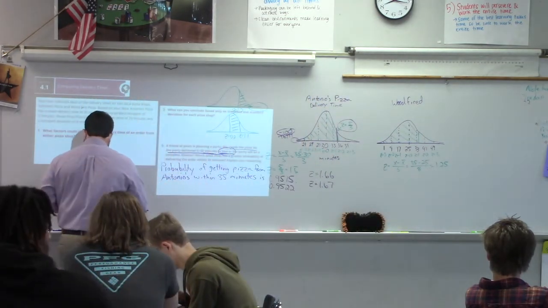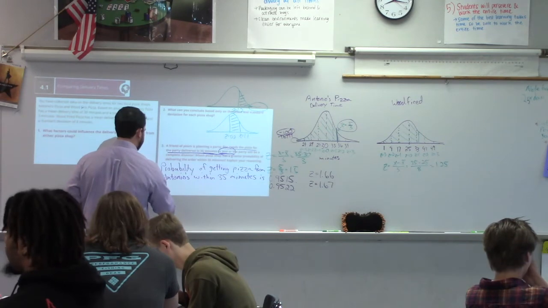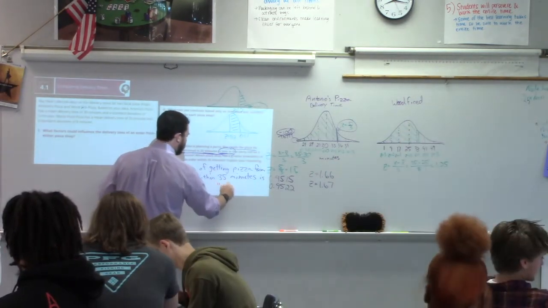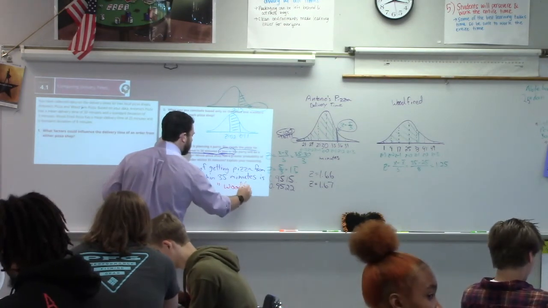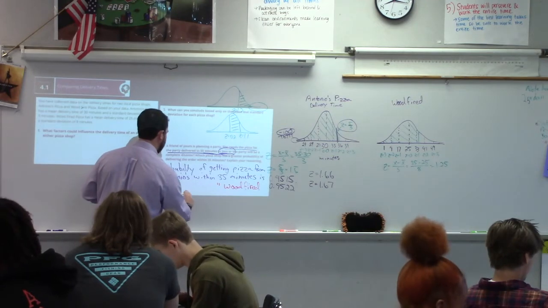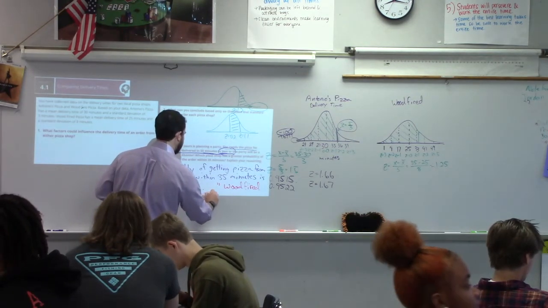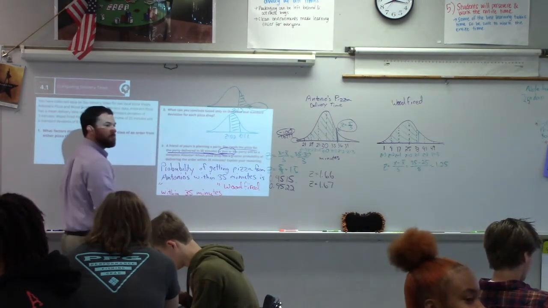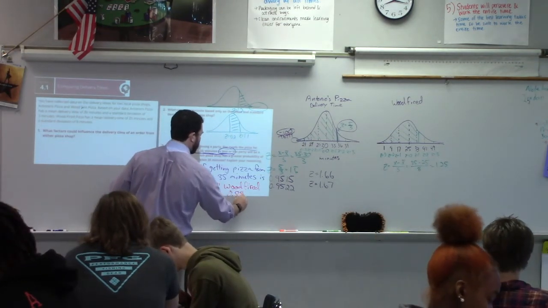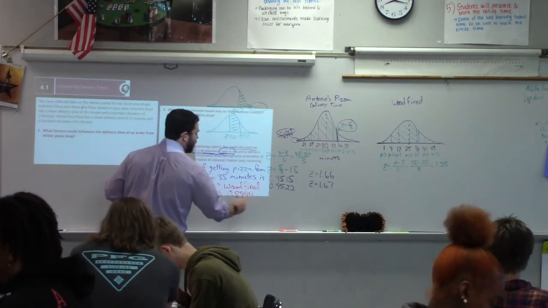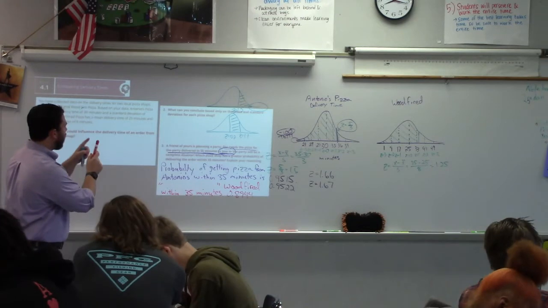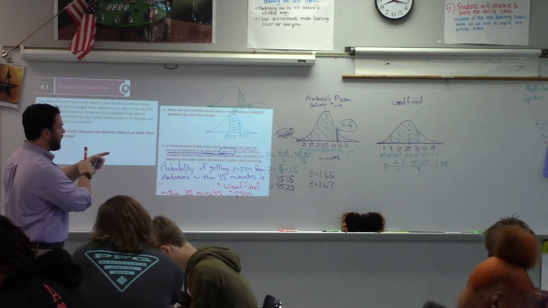So what is the probability? I'm going to just use quotation marks for time. So the probability of getting pizza from Wood Fire within 35 minutes. That's 0.8. Hold on, let me finish writing. Within 35 minutes, what is it? 0.8944. 8944? Yes.